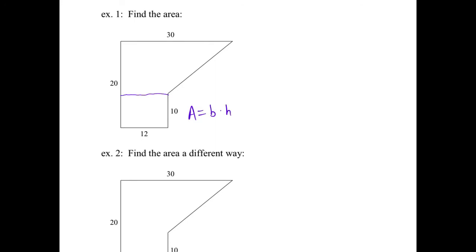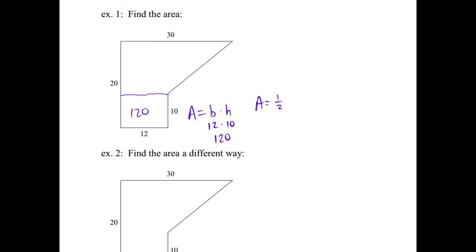And, well, what do we put in for the base? What do we put in for the height? 12 and 10. People agree with that? Yeah. It's kind of the base. That bottom part is 12. Height is 10. So we get 120. So the area for this part here is going to be 120. People okay with that number? Yeah. Okay.